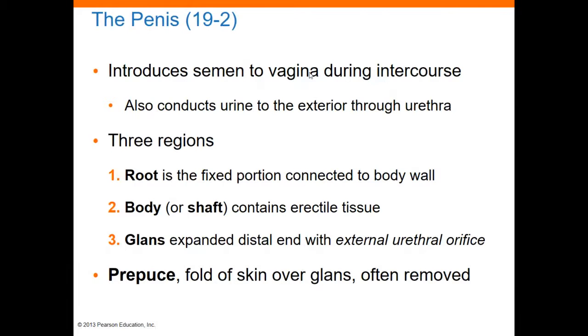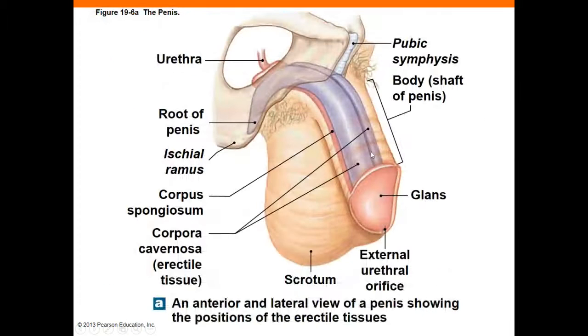So if we look at this image here, this is page 648, we'll see the body or the shaft of the penis. The root of the penis is inside the pelvic cavity. It's the fixed portion that is connected to the body wall. The shaft is where we find the erectile tissue, and then we have the glans, which is the expanded distal portion that contains what we refer to as the external urethral orifice, which is the opening there.